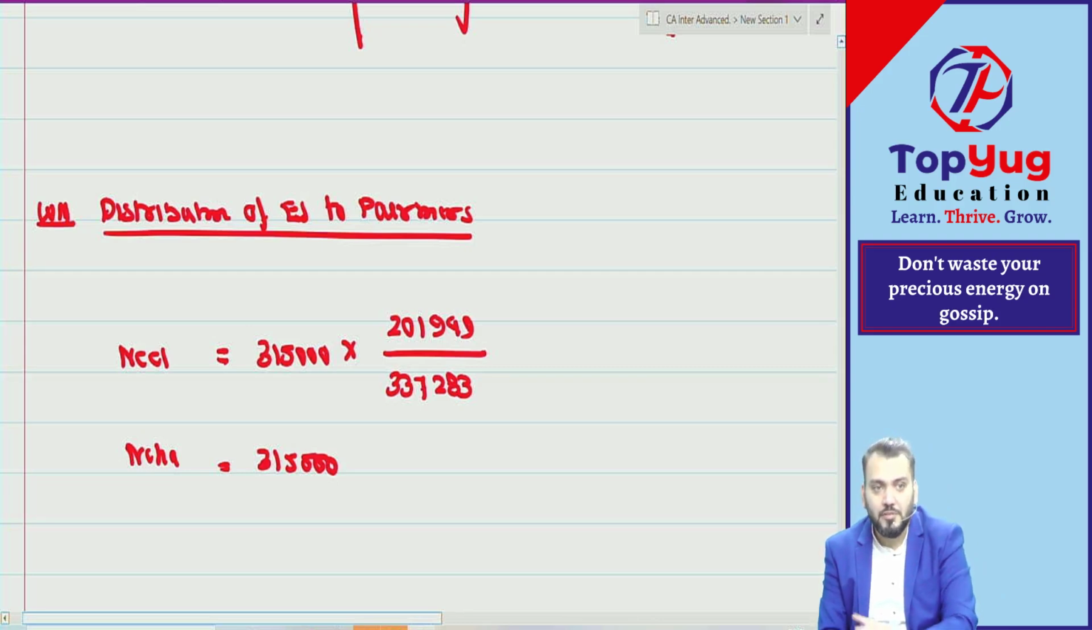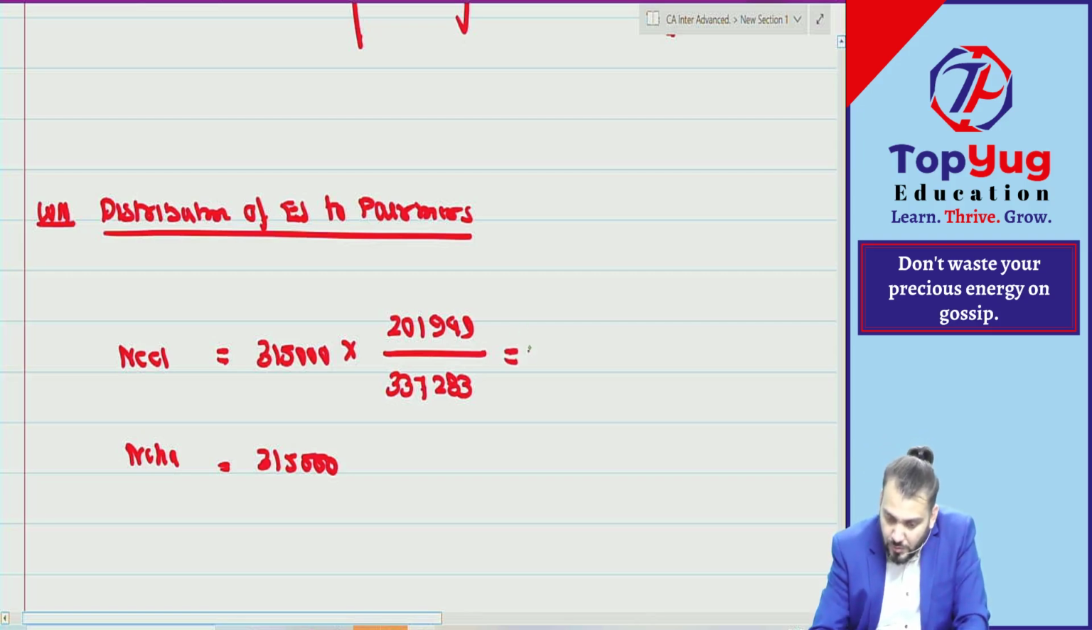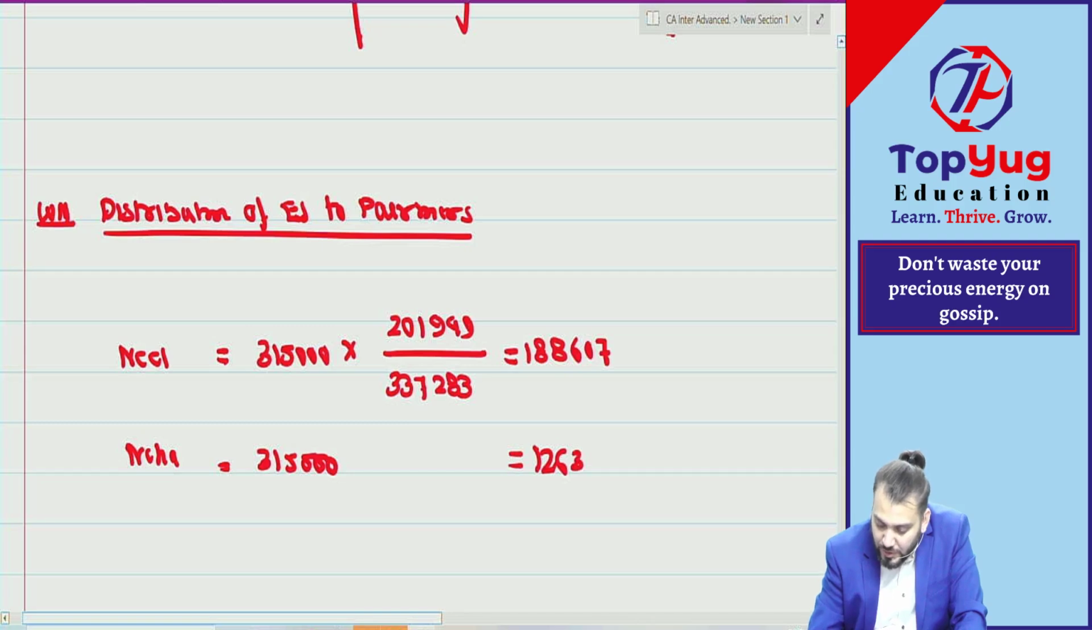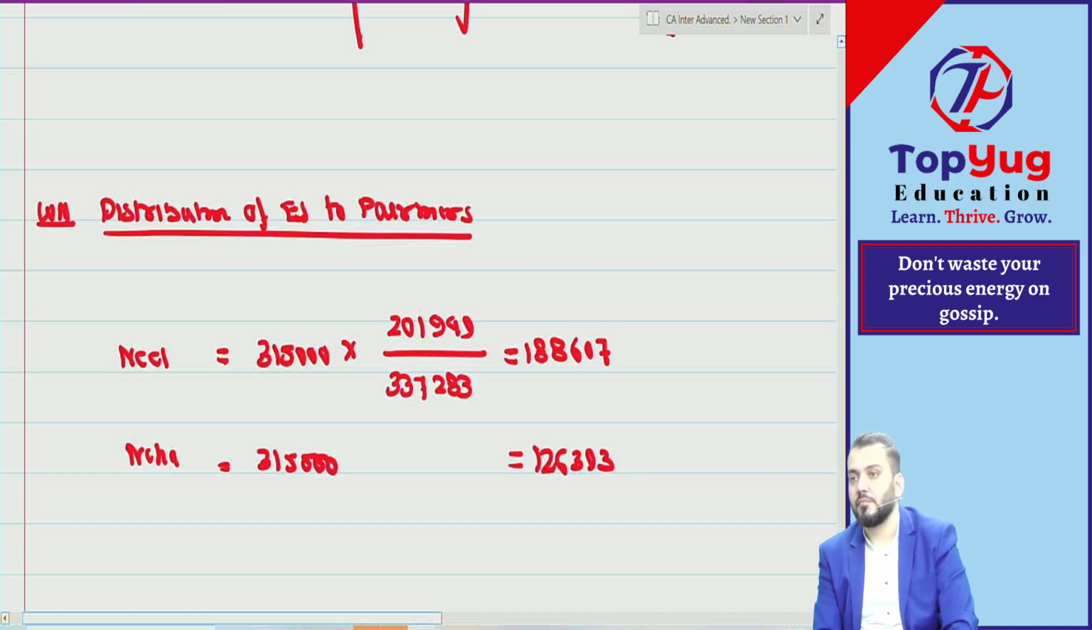What we have done is the allocation in final balance ratio. So how much is it coming? 1 lakh 88,607. Correct now? And this will come how much? 3 lakh 15,000 minus this, if you do the same, it will come 1 lakh 26,393. Have you understood this allocation? Allocation you understood.